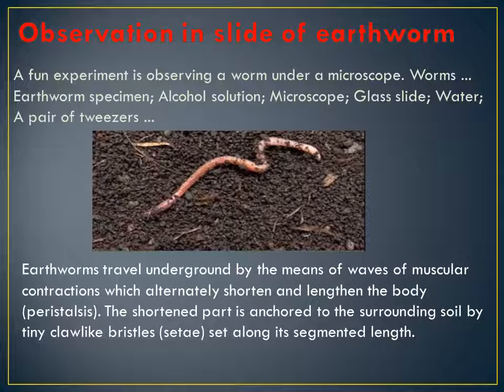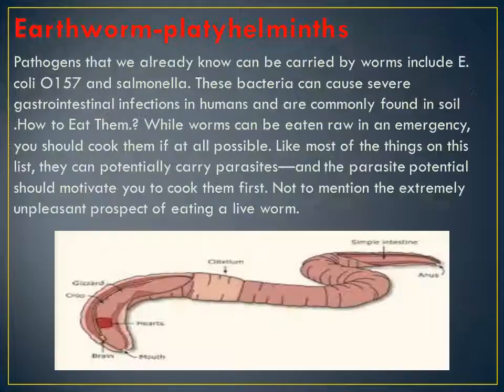When it is crawling, the body becomes short and moves fast. That is peristalsis. The shortened part is anchored by the surrounding soil by tiny claw-like bristles which are along its segmented length. Understood? Pathogens that we already know can be carried by worms, including E. coli. All of you will be shocked when you know we have parasites in our stomach, in our tummies. Which is that insect in our body, bacteria E. coli?